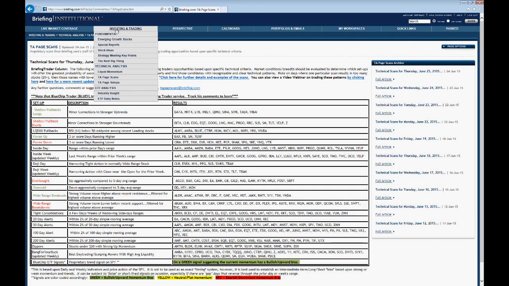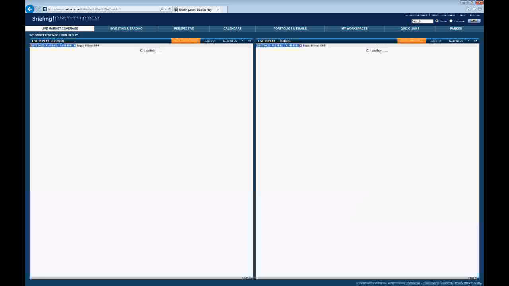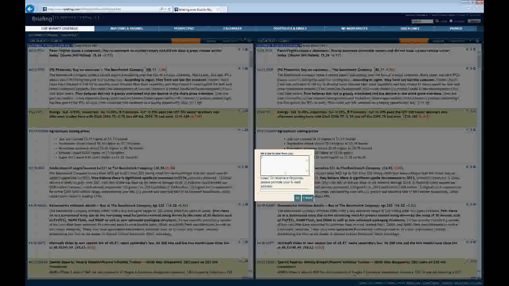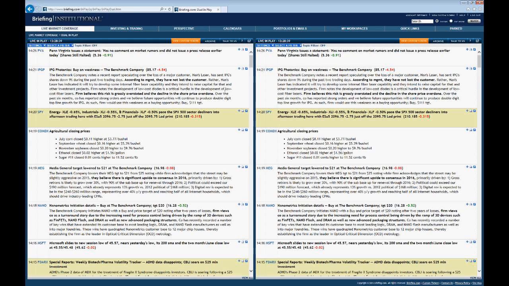I will show you the Talk to Us button, rather. I'm going back to Deal in Play to talk a little bit about how to use this page. This is where all the live intraday commentary is, all the trading calls. This is the Talk to Us button right here. So if you don't understand one of the terms that Scott or Brett used, or maybe you wanted a suggestion on what the best ETF was to play copper, put that question in here, put your email address, and we'll get back to you, or just email briefingtrader@briefing.com.